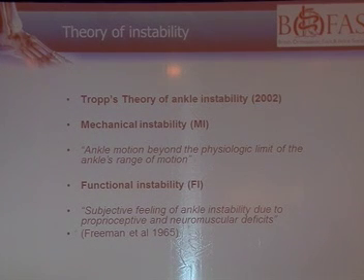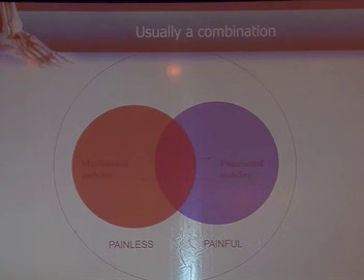Functional instability, on the other hand, is a perception of instability, and the patient feels unstable. There's a subjective sensation of ankle instability, and this is thought to be due to a defect in proprioceptive function of the ankle and its surrounding neuromuscular units. But usually in clinical practice, this is often a combination where you have mechanical instability, which is painless, and pain only occurs after the inverting event, and functional instability, where pain actually causes the sensation of the ankle giving way.